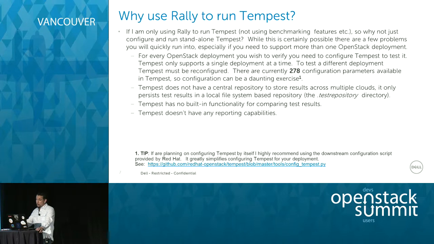And there are currently 278 configuration parameters available in Tempest, so configuration can be a bear. It's kind of a daunting task. Tempest doesn't have a central repository to store the results across multiple clouds, so when you execute Tempest, all the test results go into test repository, and that's pretty much the end of the story. So if you want to compare them to other results, you have to get the other repository, and you have to be able to parse the files in there, which are in subunit format.